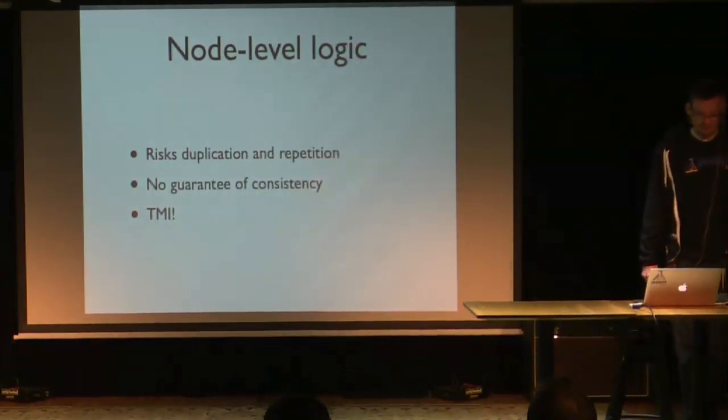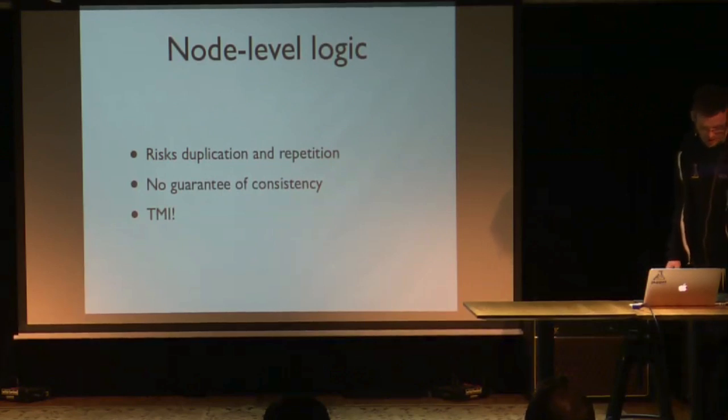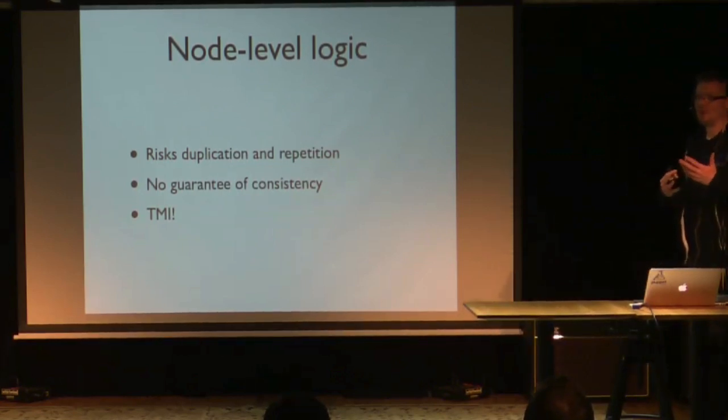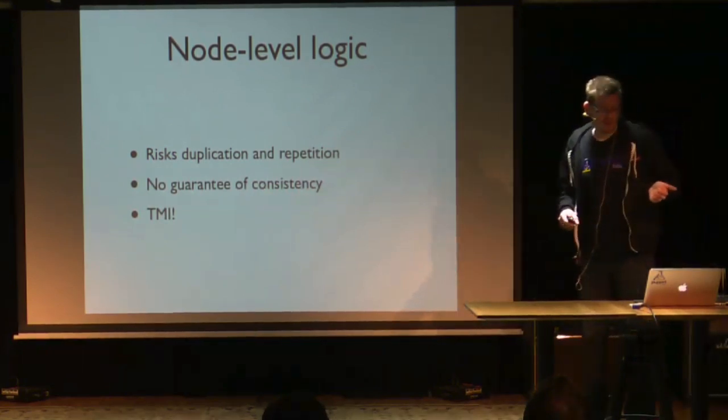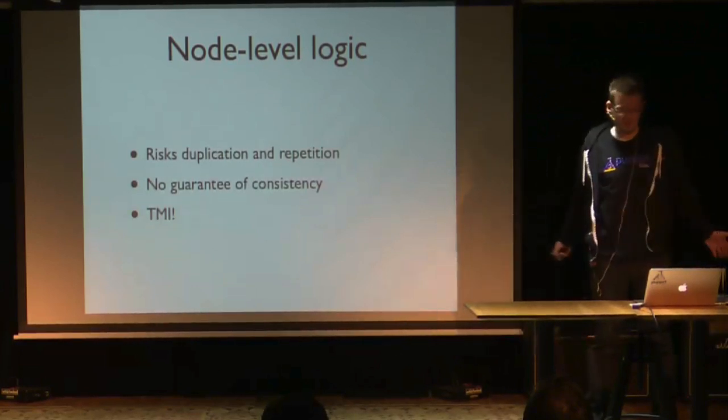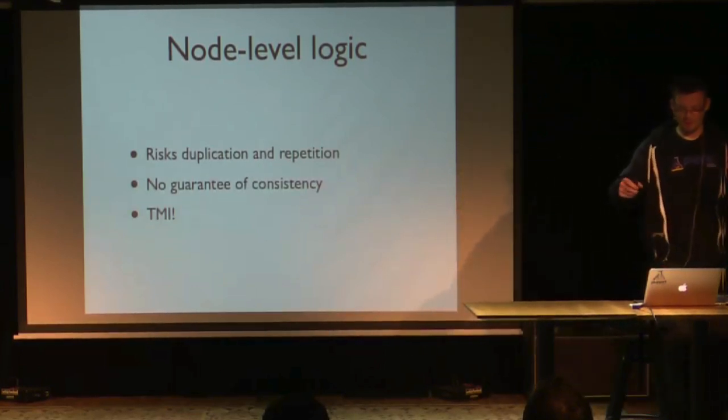So, node level logic. This is basically when you've got too much information tied just to your node. When you do that, you risk duplication and repetition, because for every node you've got to keep defining all this data. You've got no guarantee of consistency, and TMI, you've just got too much information.